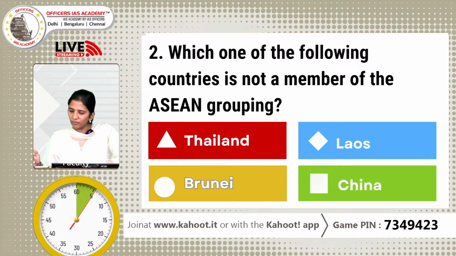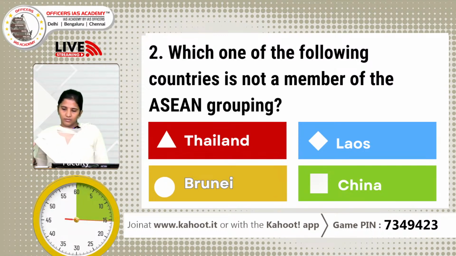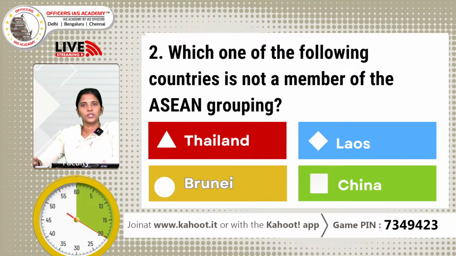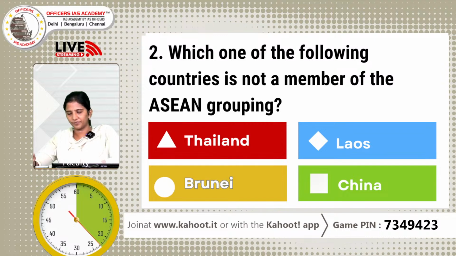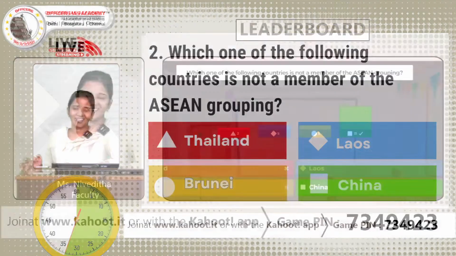The question is, which one of the following countries is not a member of the Asian grouping? The options are Thailand, Laos, Brunei, China. Time is almost going to get over. 5, 4, 3, 2 and 1. Done. The answer is D, China.